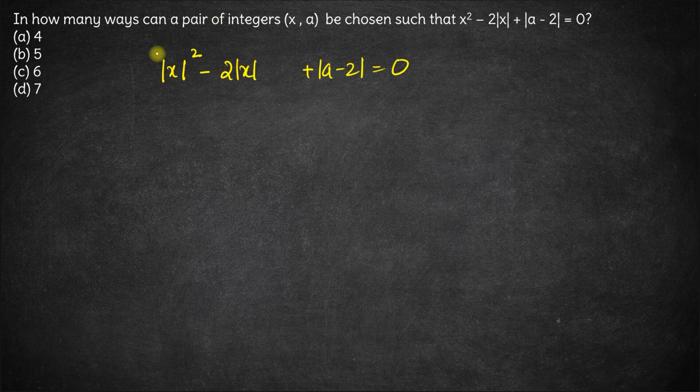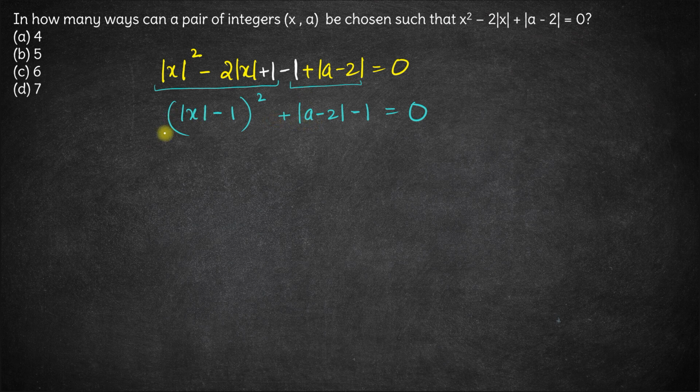Now to make things a little easy, I'll add a 1 and I'll subtract a 1. Now why did I do this? If you look at the first three terms here, this is a square plus b square minus twice of a into b. So this is effectively mod of x minus 1 whole square. And the next two terms can be written as plus mod of a minus 2 minus 1 is 0. So this whole thing can be simplified like this. So this is a perfect square, and we know perfect square is always greater than or equal to 0.